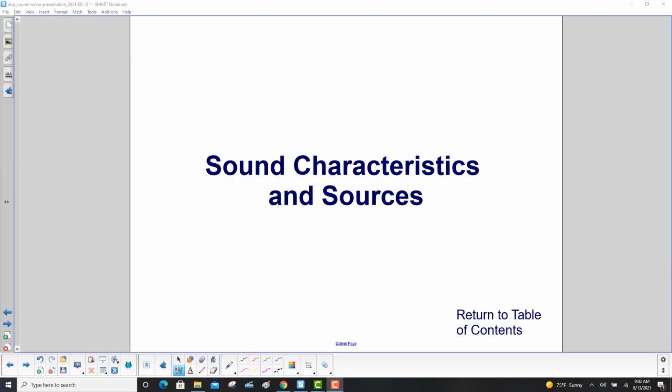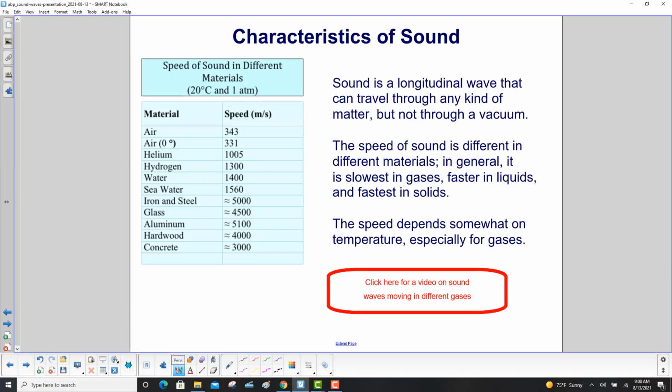Sound characteristics and sources. Sound is a longitudinal wave that can travel through any kind of matter, but not through a vacuum. The speed of sound is different in different materials. In general, it is slowest in gases, faster in liquids, and fastest in solids. The speed depends somewhat on temperature, especially for gases. And please click here for a video on how sound waves move in different gases.